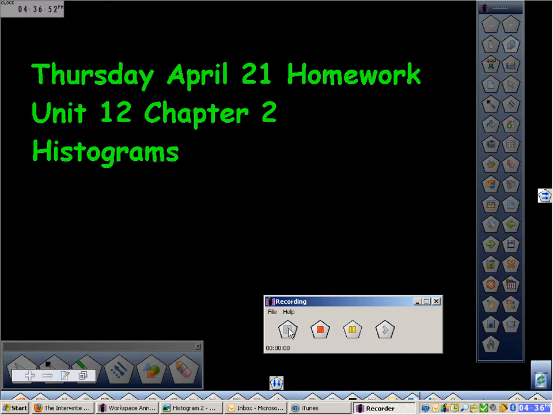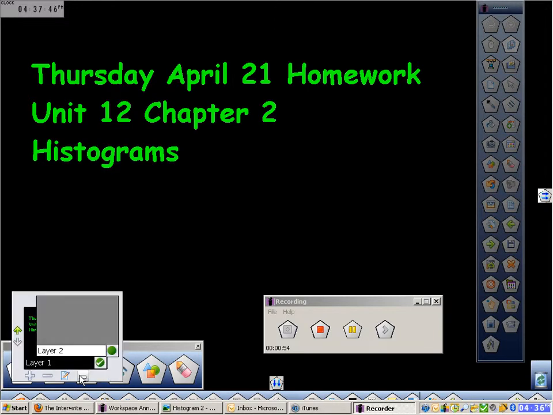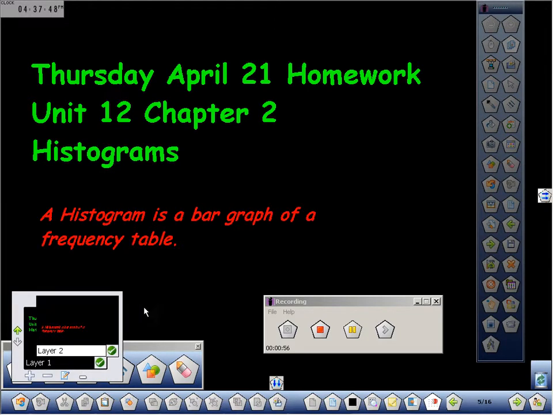But a histogram is kind of like a bar graph, but a histogram is used when you have a lot of data and you're just comparing a section of the data against another section. Now, if you look right here, you'll see the definition. It says a histogram is a bar graph of a frequency table. And a frequency table is just a table that lets you know how often something occurs.